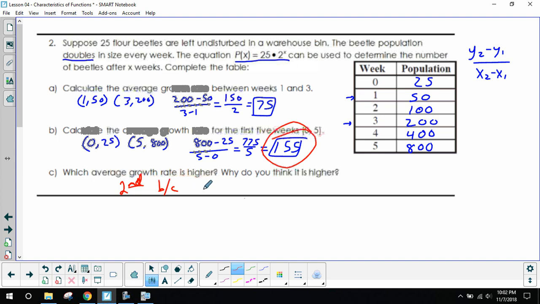And this is 1 and 3. That's like 2 weeks, and this one has 5 weeks. So we're going to say because the longer time span.